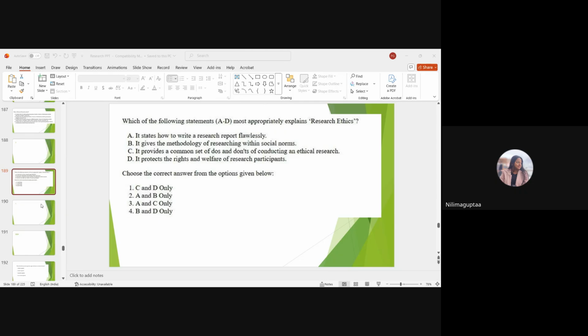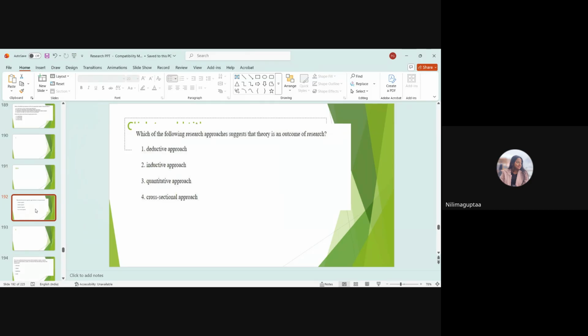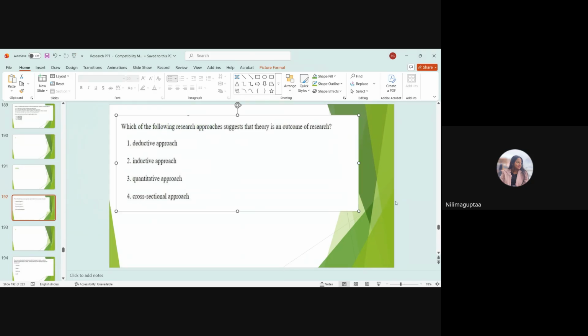Okay. These were certain questions from 2025. Now we will go for another year, that is 2024. We will be seeing certain questions from it. If you can see, research ethics have a good hold of question and hypothesis and types of research in 2025. Now 2024, this question: which of the following research approaches, such as the theory, is an outcome of a research?